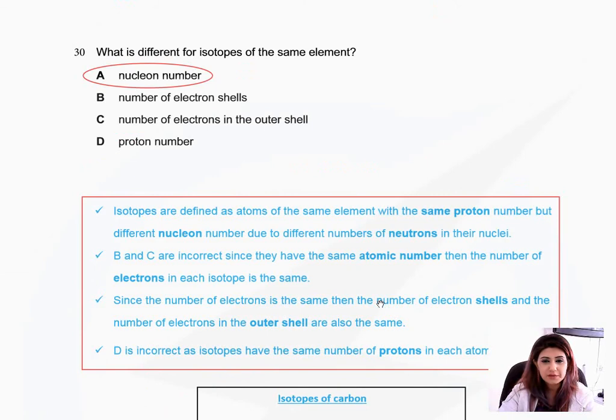30. What is different for isotopes of the same element? The nucleon number or the neutron number. That's it.